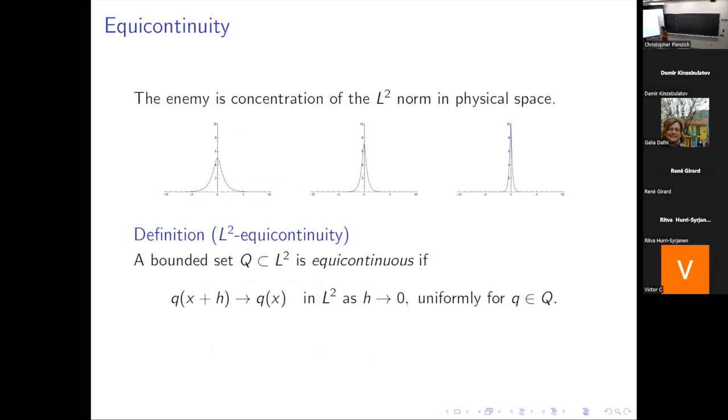So a bounded in L2 set Q is equicontinuous if I take Q and translate by h, this will converge to Q in L2 as h goes to 0 uniformly for all q in Q. So small translations lead to small difference in L2 norm, uniformly. Okay? And you see that something like this is definitely not equicontinuous, right? As I keep concentrating more and more, a small translation can cause a big difference in the L2 norm. Okay. So what do we want to show that is equicontinuous? We want to show that if I take my solution at different times and consider this set, that is what I want to see is equicontinuous, to avoid concentrating in space.